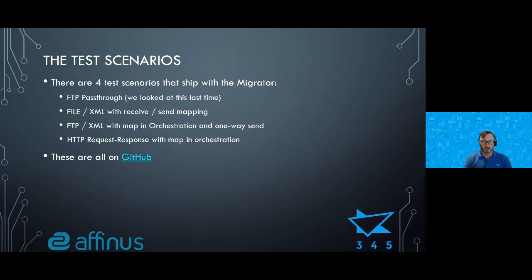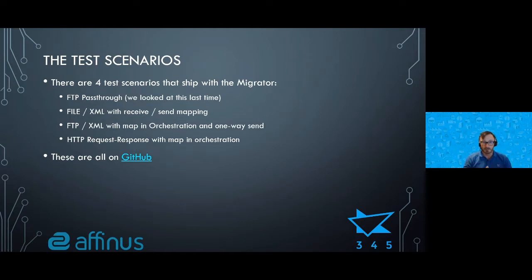The next scenario uses a file adapter, XML, and it's got maps in the receive and send port. So again, a pure messaging scenario, but this time we're actually using XML and we're using mapping, because that is again such a common and foundational piece of BizTalk functionality that it's really important to do that. Then the third scenario that's shipped is FTP.